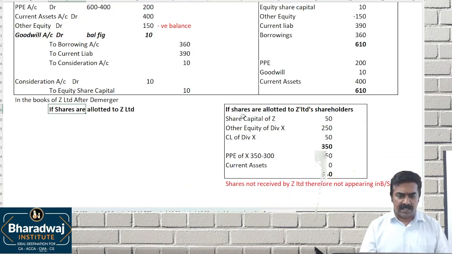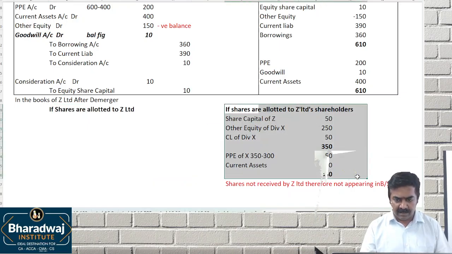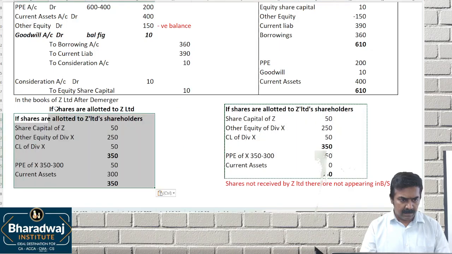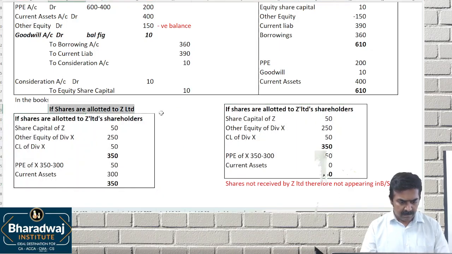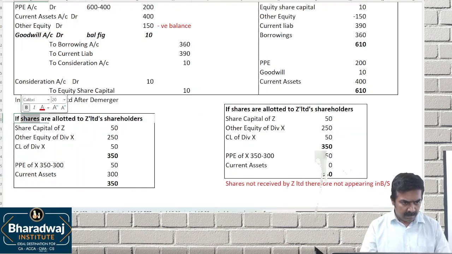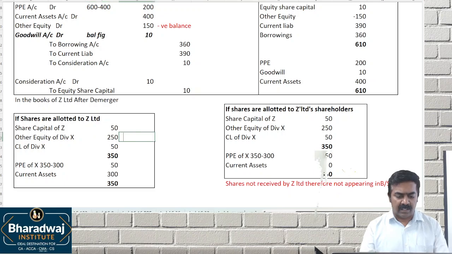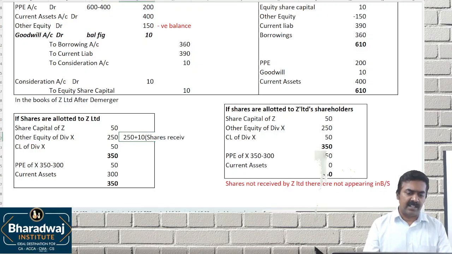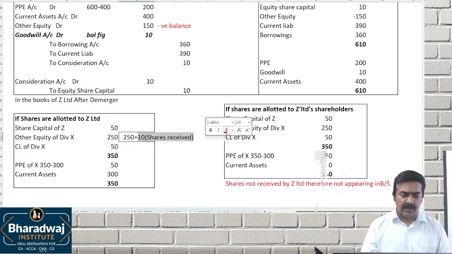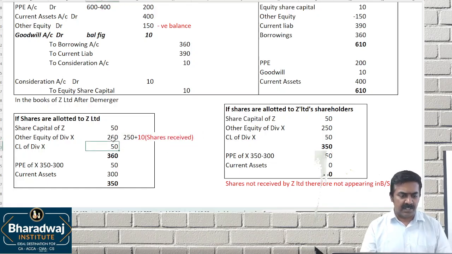If shares are allotted to Z Limited, it is the same. Share capital of Z will be 15. Other equity of division X will be 250, plus 10, and the shares received will be recorded in other equity. Shares received in consideration will be recorded in which one? Other equity. So this will become how much? 260. Asset side is very simple.